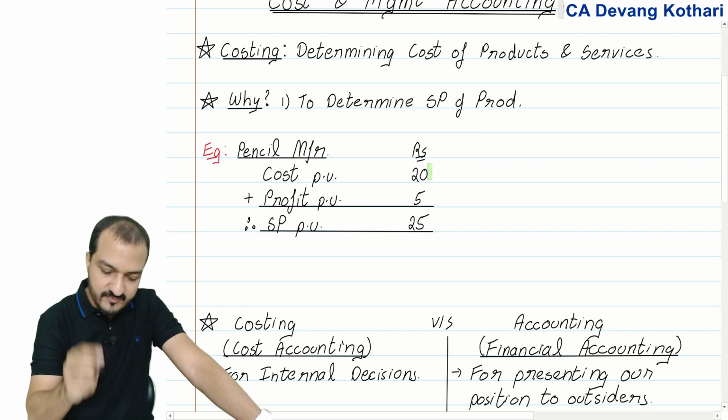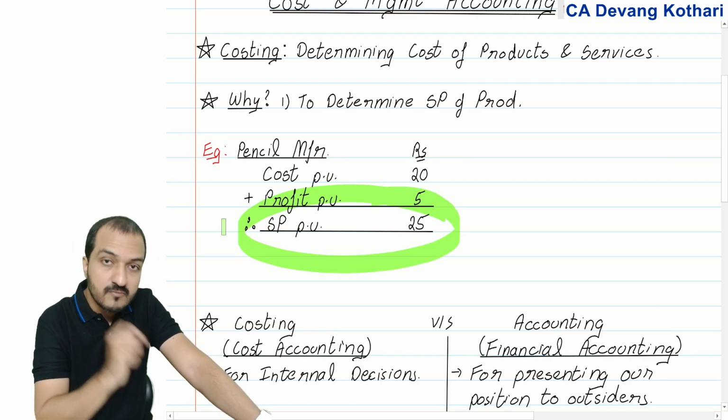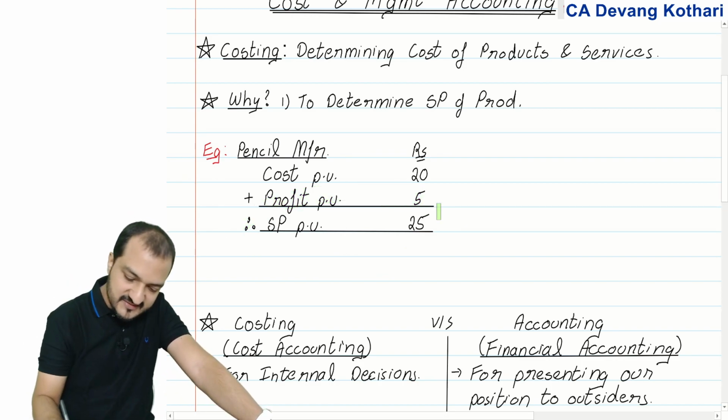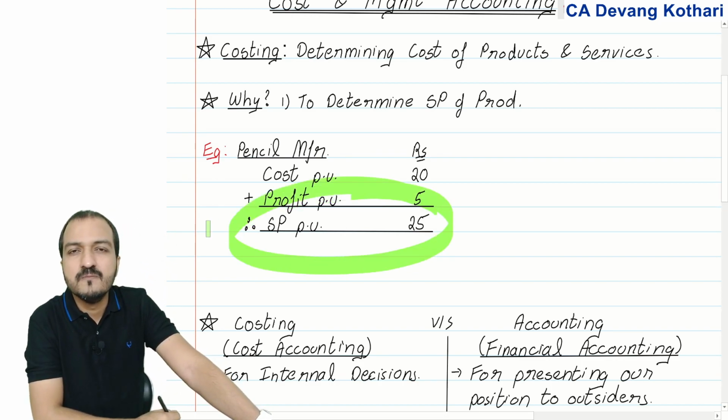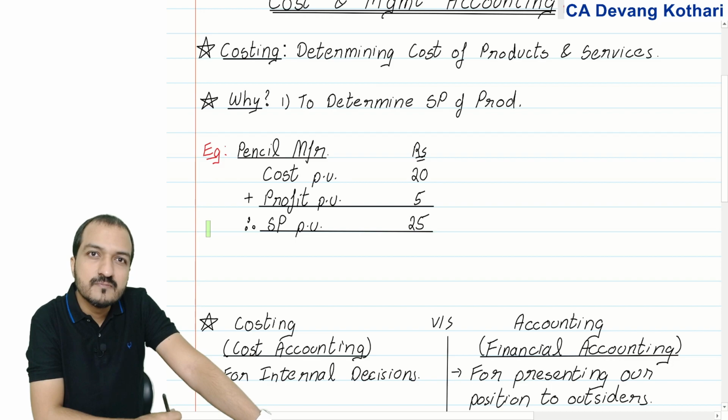So once again, tell me, when is this calculation done? Beginning of the year, end of the year, before production or after production? When is this calculation done? After production.